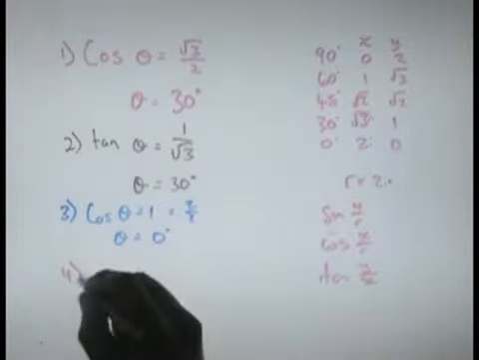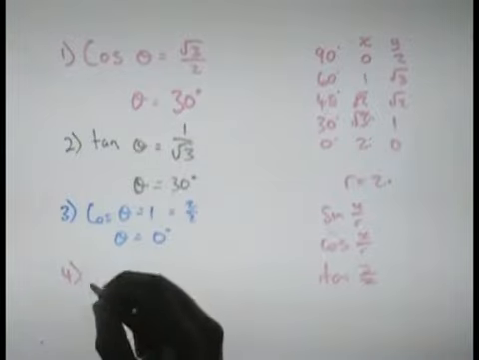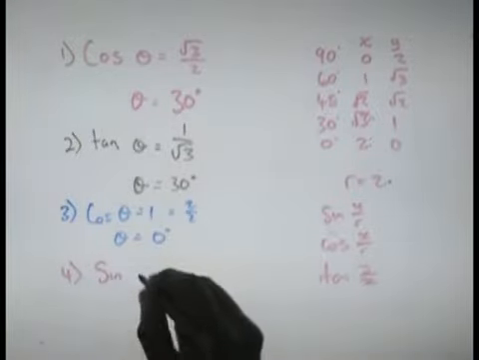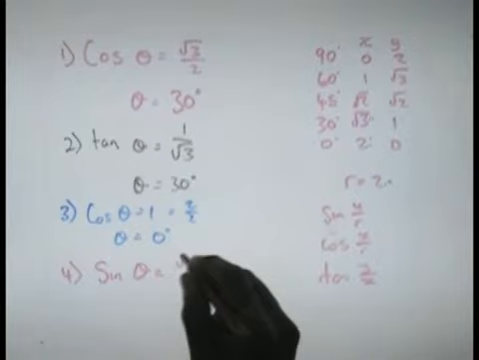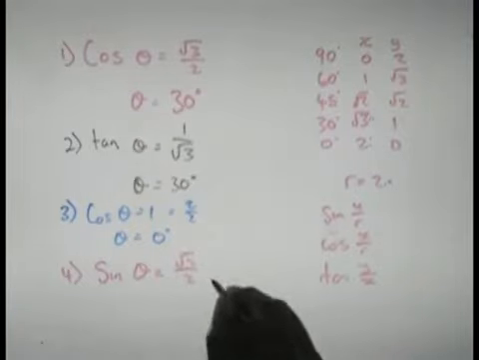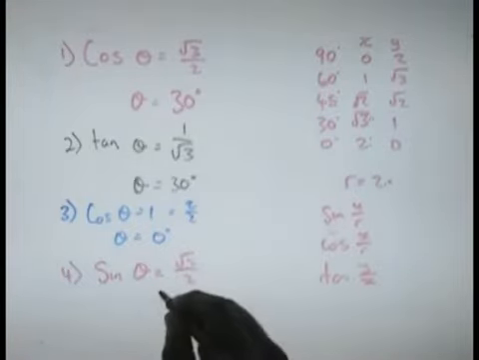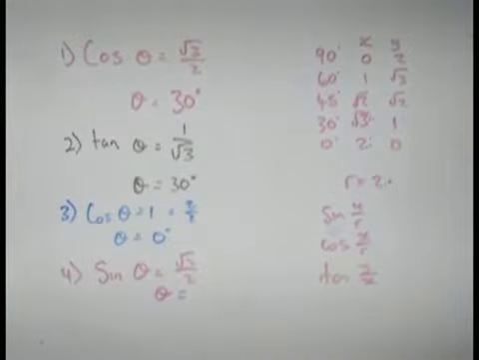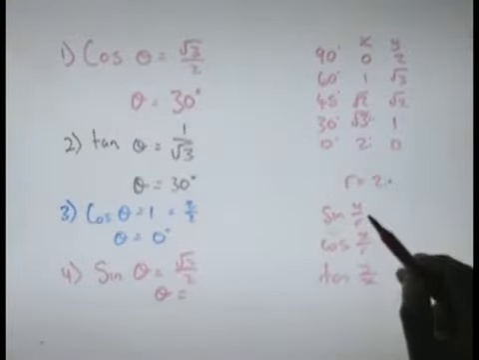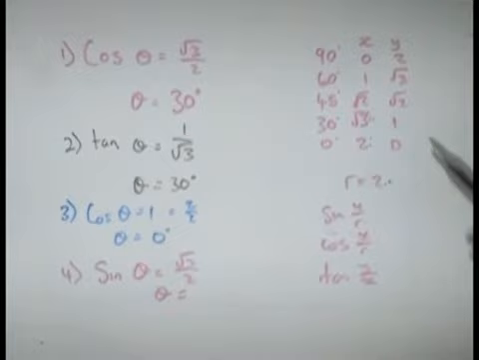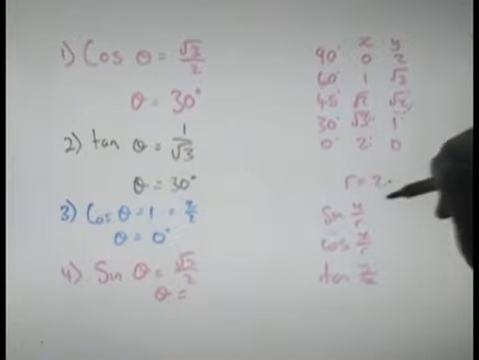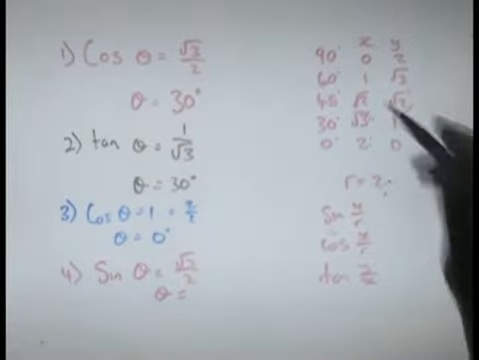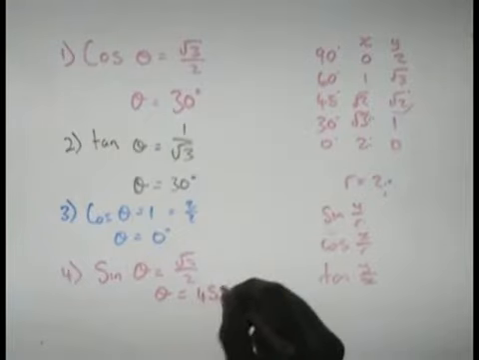Number 4, sine theta is equal to root 2 over 2. That means that theta is equal to, now sine is the function y over r. Root 2 over 2 y over r happens at 45 degrees.